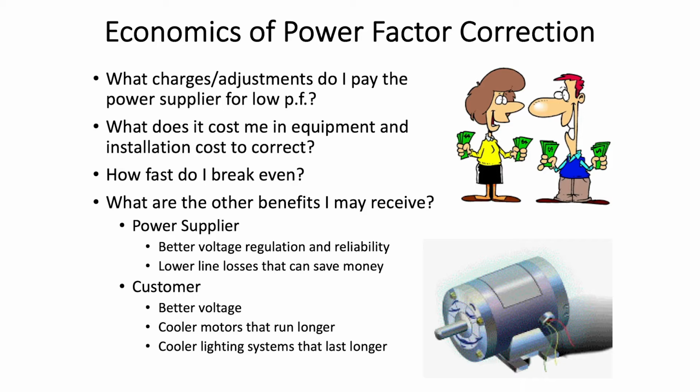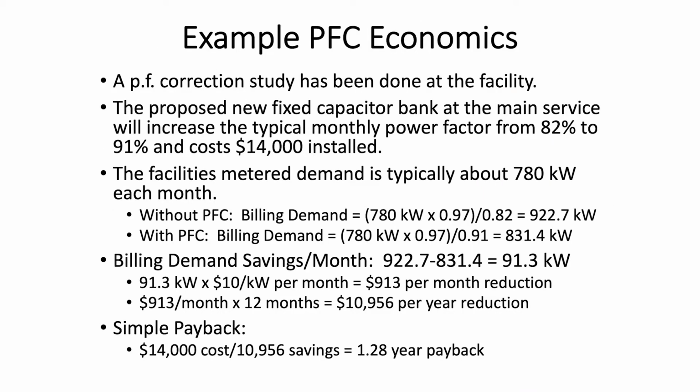What charges adjustments do I pay for? What does it cost me to correct? How fast do I break even? This is the business case. This is the thing we've got to talk to the business folks about and say, what are we doing? So you did a study at your facility. You can increase the typical monthly power factor from 82% to 91%, and it's going to cost you $14,000 installed for the power factor correction capacitors.